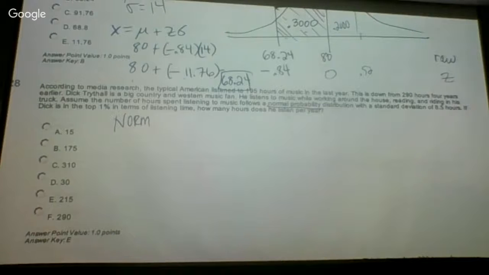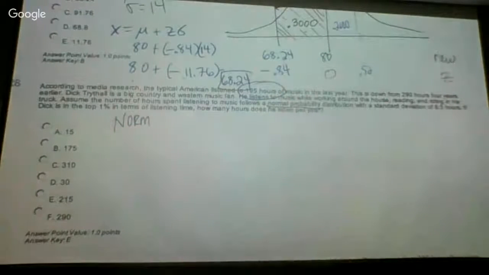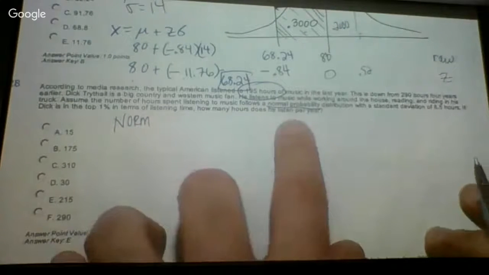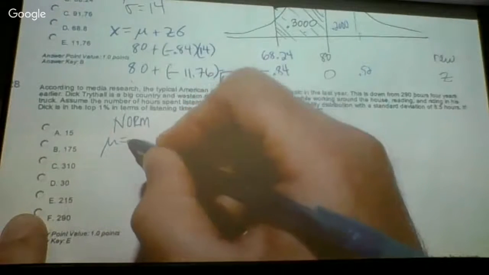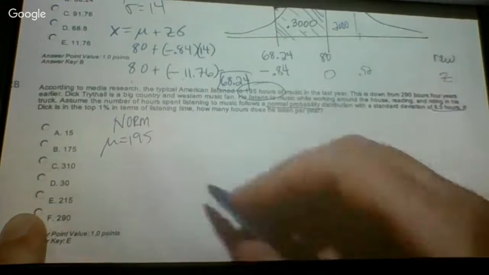What are you saying? Yeah, 195 hours here. That's our mean, 195 hours. Now, 4 years earlier, we may have had a slightly higher mean, but right now we're talking pretty much in terms of this year. Mu is 195. The standard deviation is 8.5.